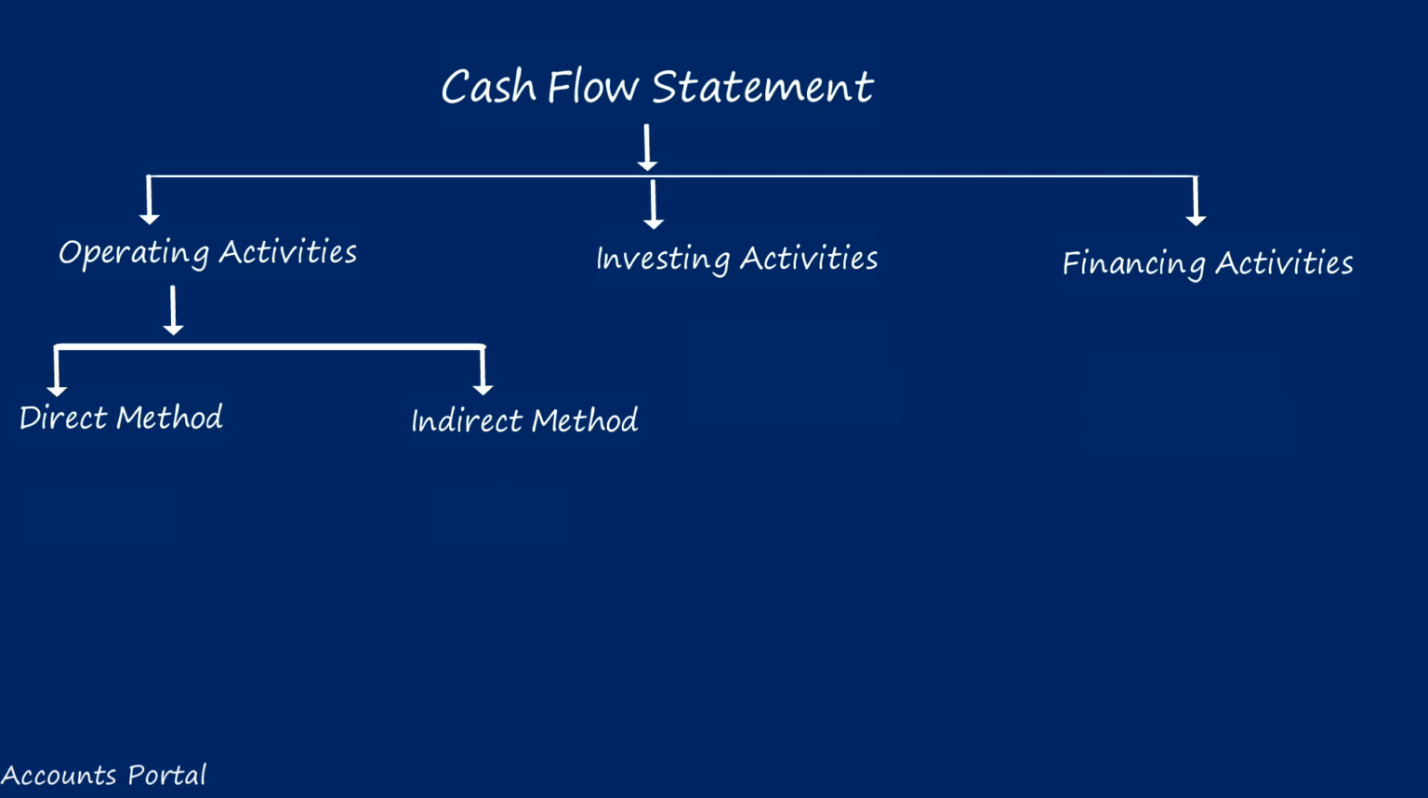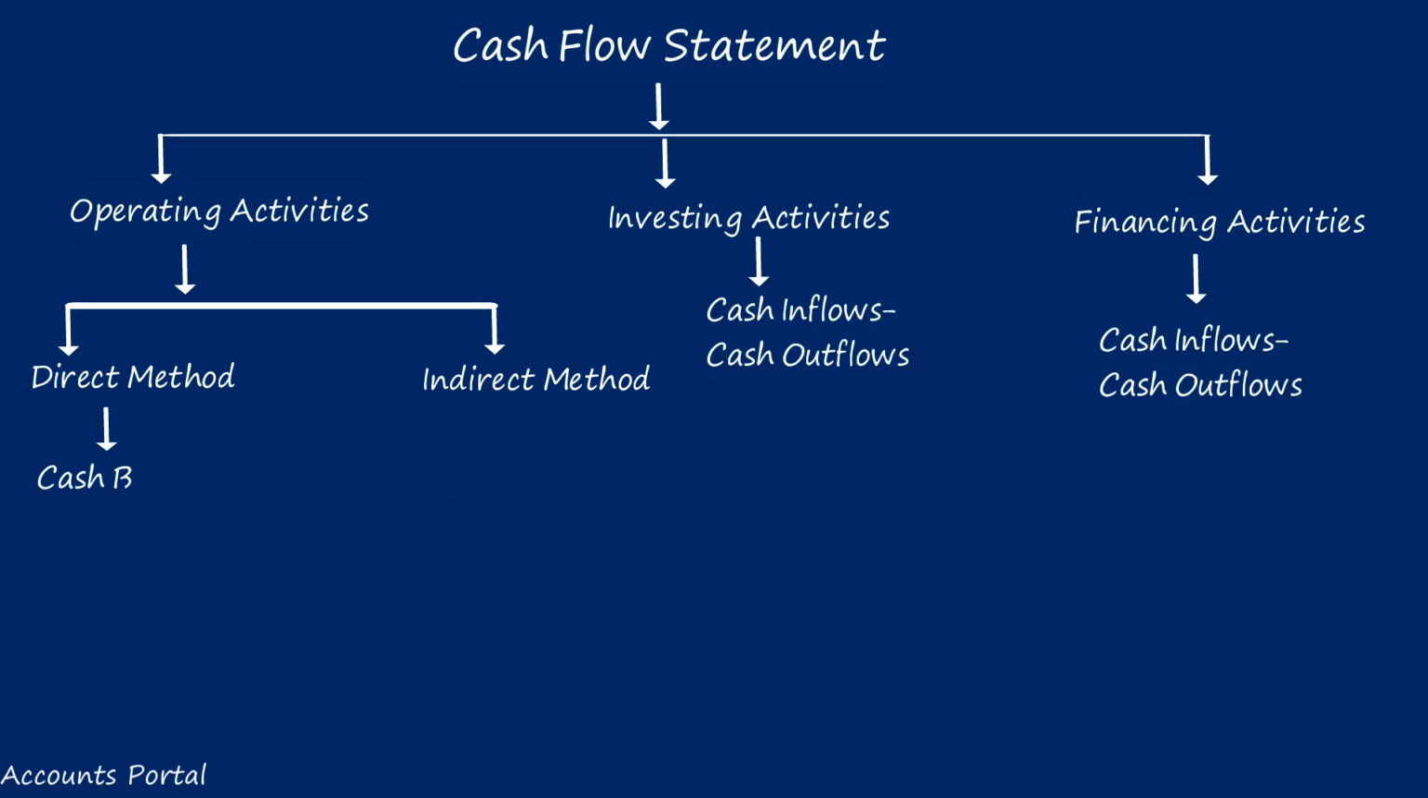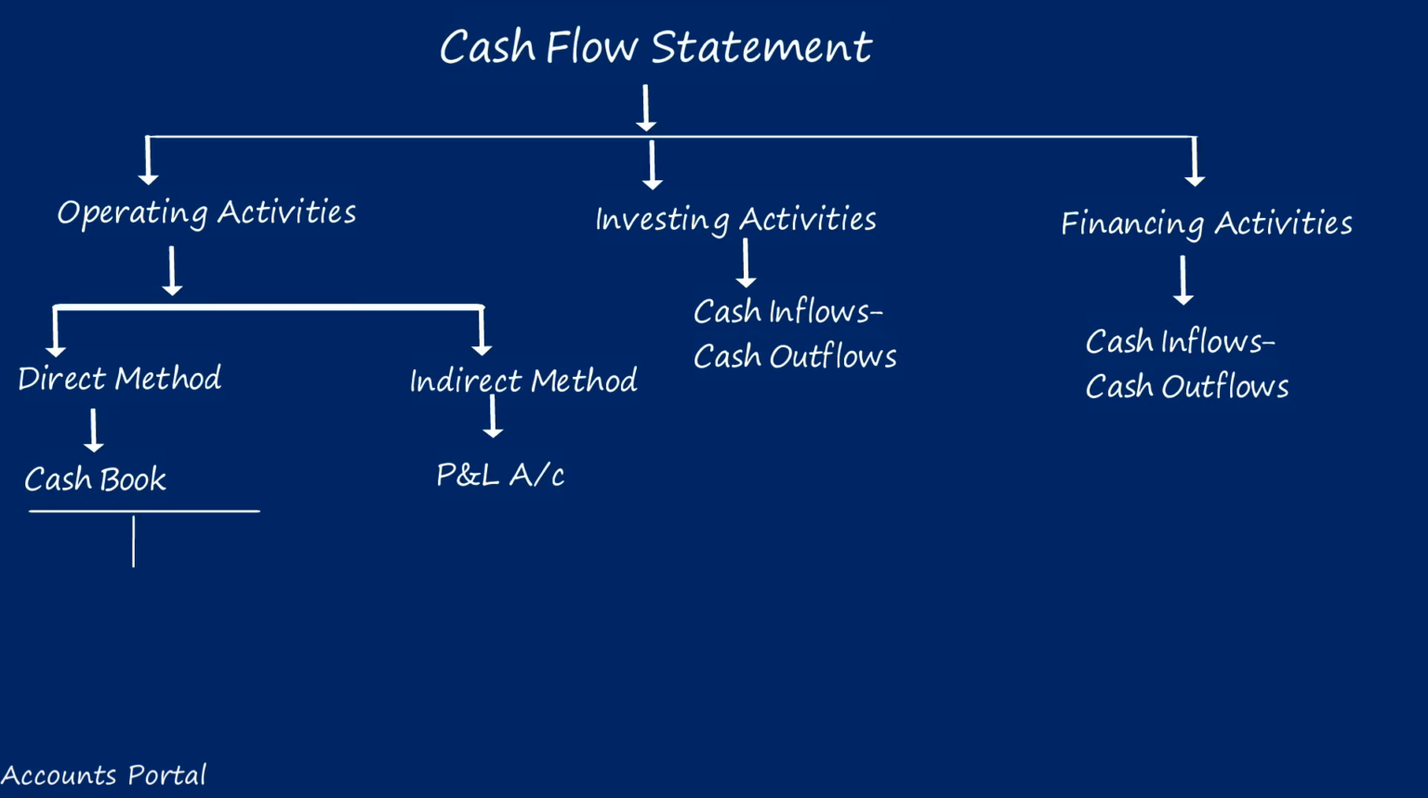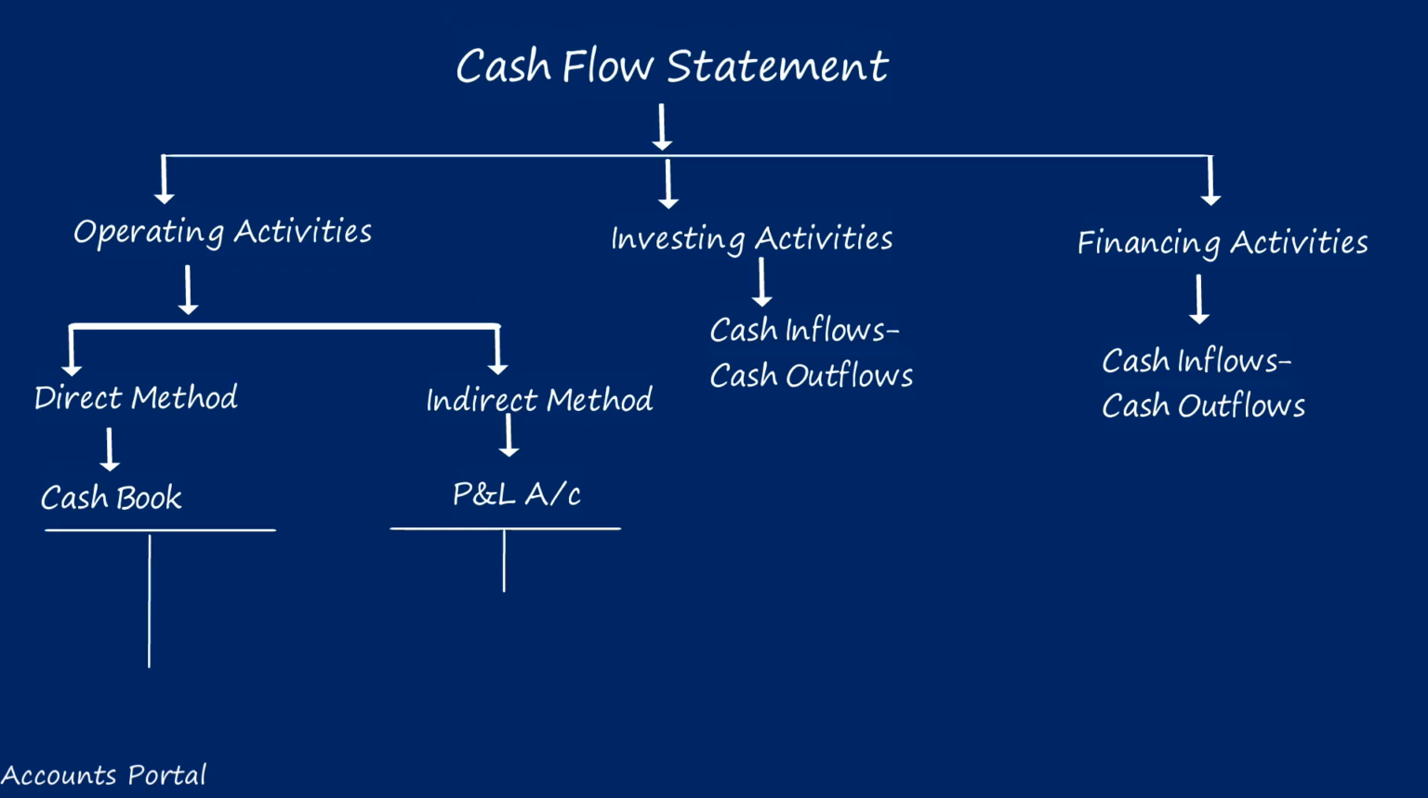First, we will study basics. For direct method, cash book is the basis. For indirect method, profit and loss account and balance sheet are the basis. Now, I will ask a very simple question. What is the basic difference between cash book and profit and loss account? It is like in 12th standard or in foundation, you may be studying the difference between receipts and payments account and income and expenditure account. Receipt and payment account is nothing but cash book only.